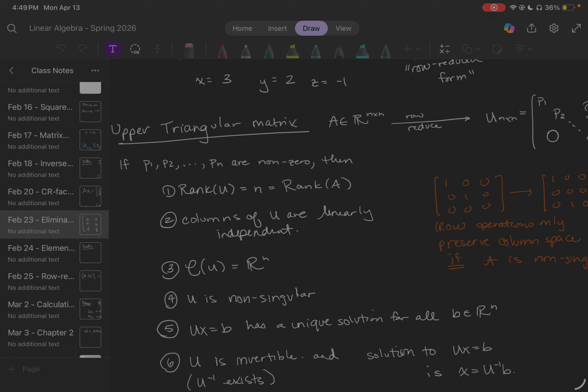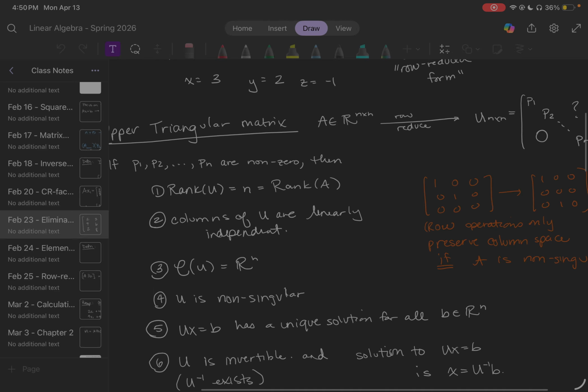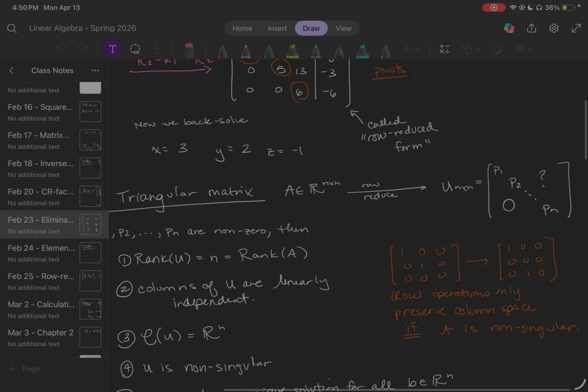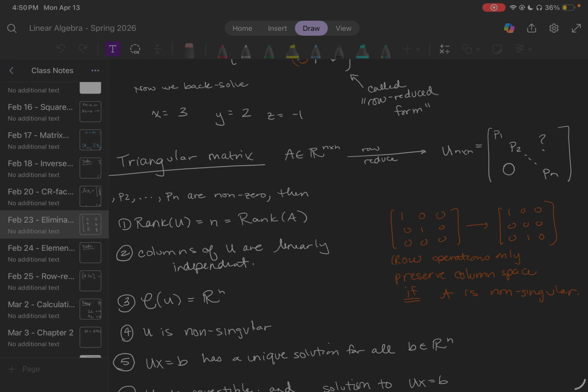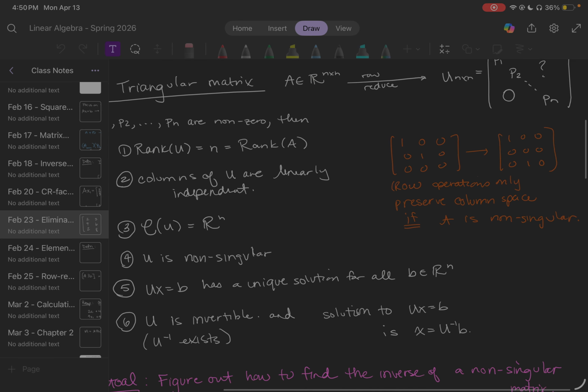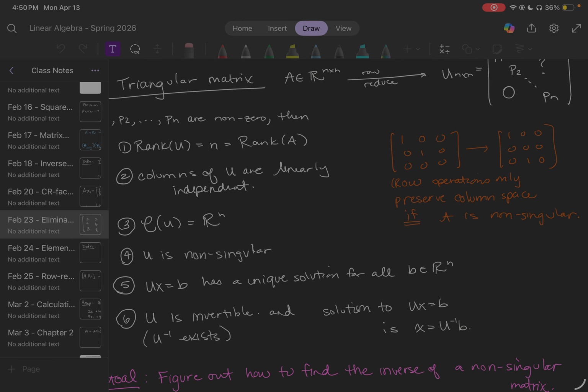Columns of U are linearly independent. Rank of U is equal to rank of A in this case, since we are still preserving the column space. Row operations are doing that. If we did column operations, on the other hand, we would preserve the row space, but we're not doing that. And we only do this if A is non-singular. Non-singular means all the rows are independent. This is an independent matrix.